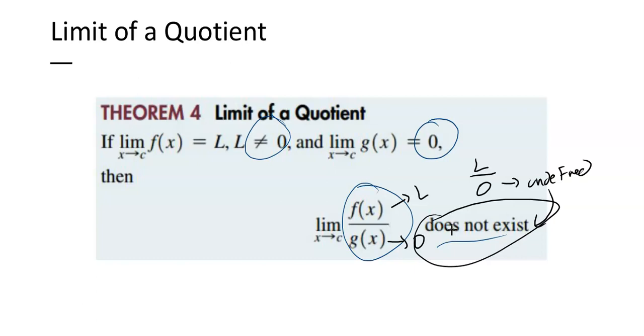So if the numerator also has a limit of 0, then you can't tell. You have to investigate further some other way, like reducing the fraction, for example. But if only the denominator is equal to 0, then you know the limit doesn't exist. Okay.